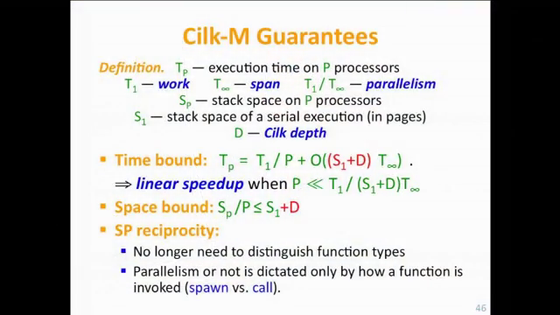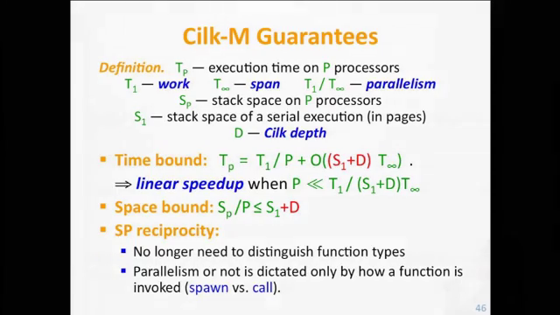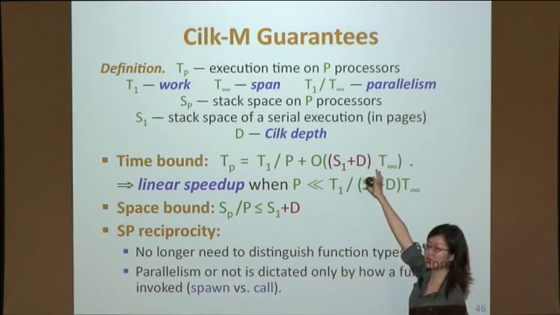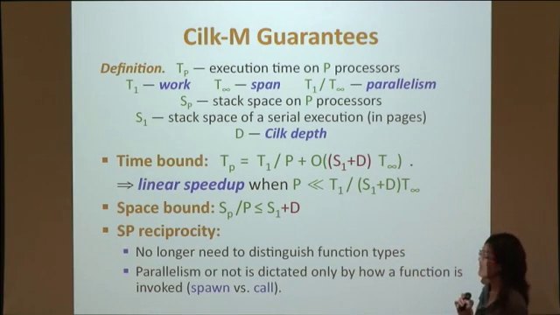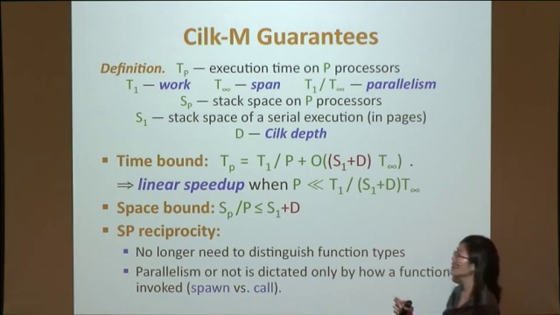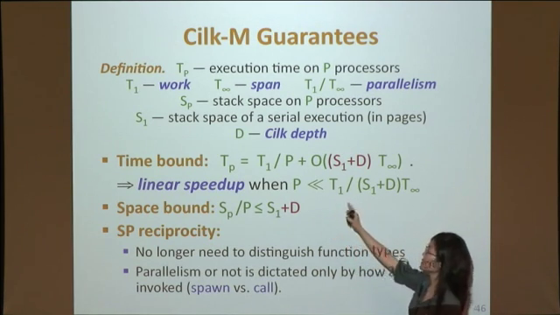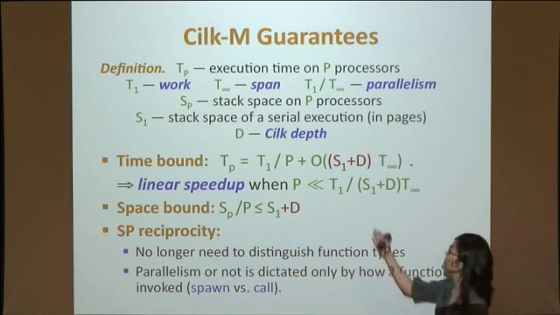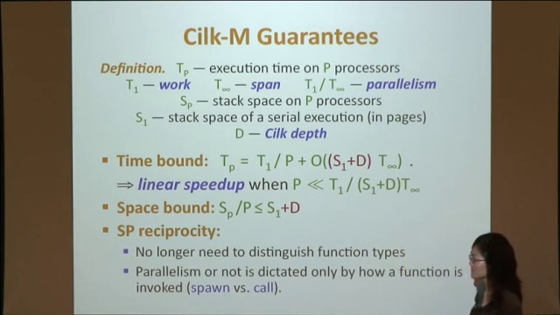Okay, so this is the Cilk-M guarantee. Now, in terms of time bound, instead of big O T infinity, we have this term S1 plus T in front of the T infinity. And so what that means is that with this bound, your application needs to have a little bit more parallelism in order to get near perfect linear speedup, which is this.